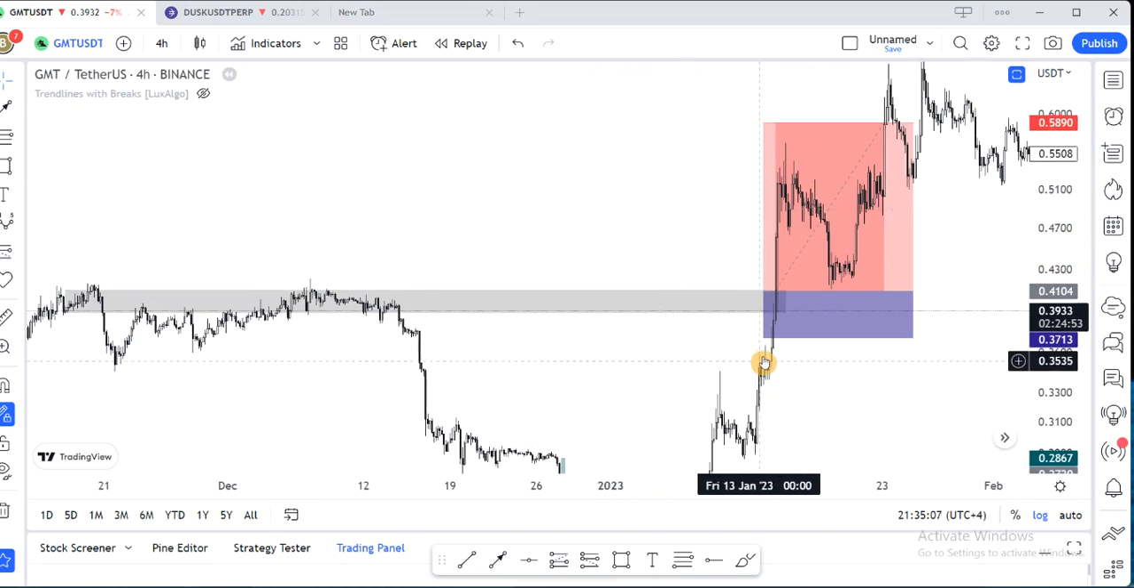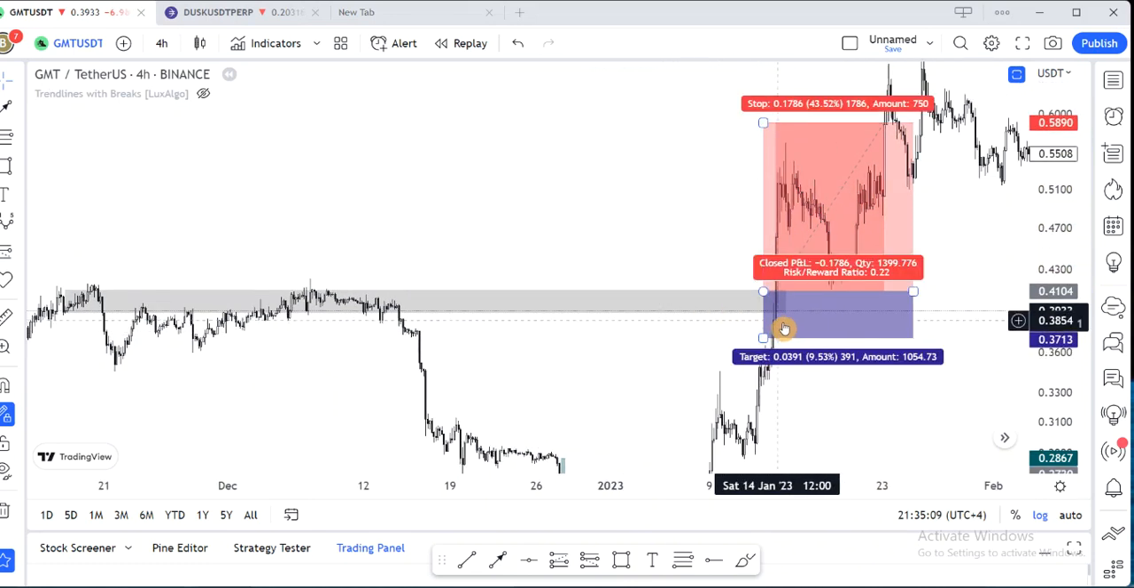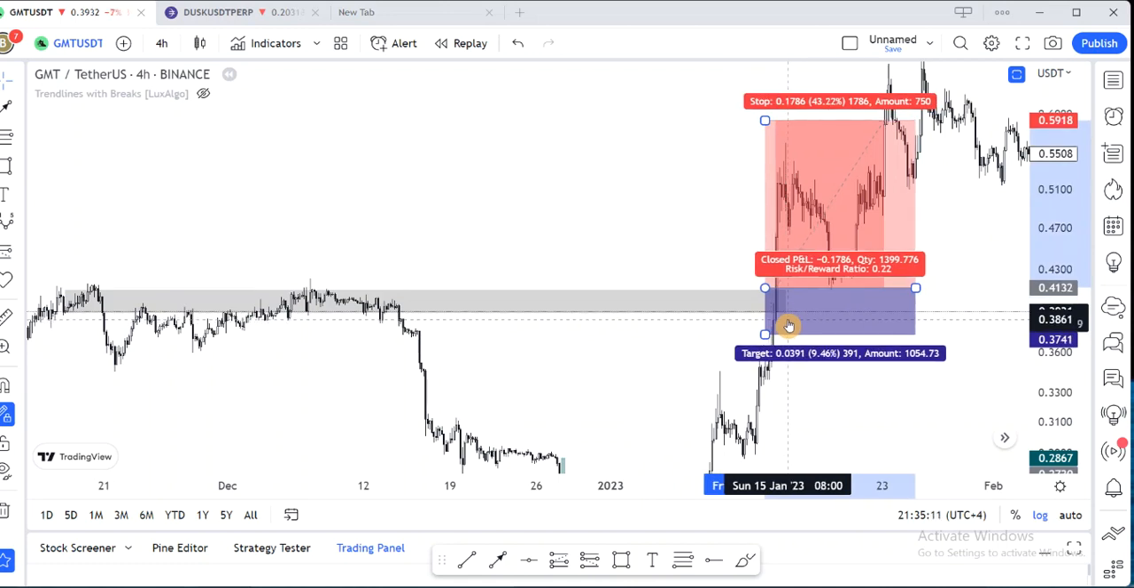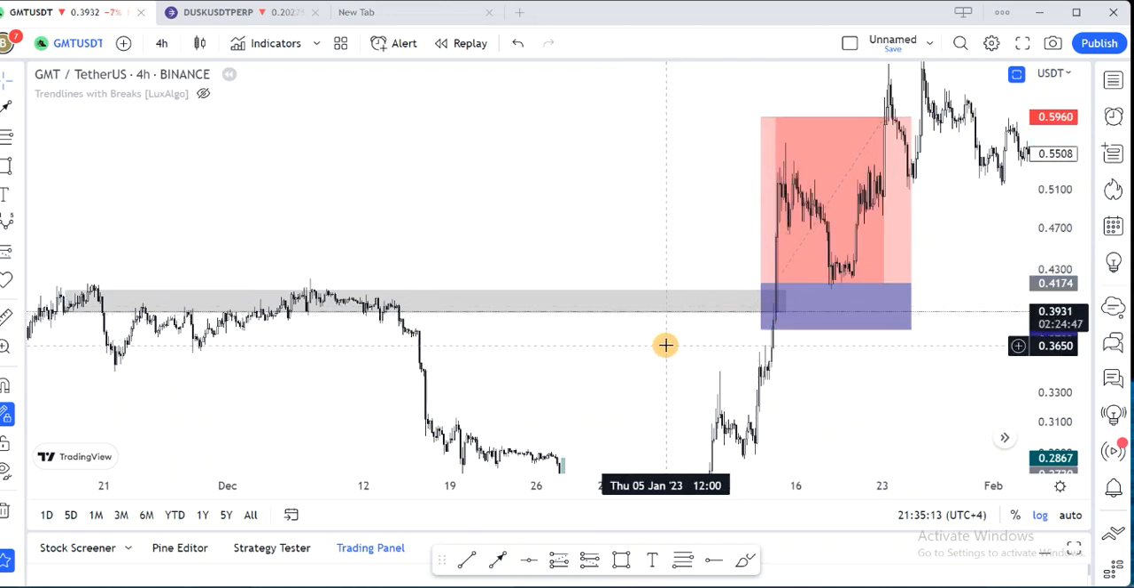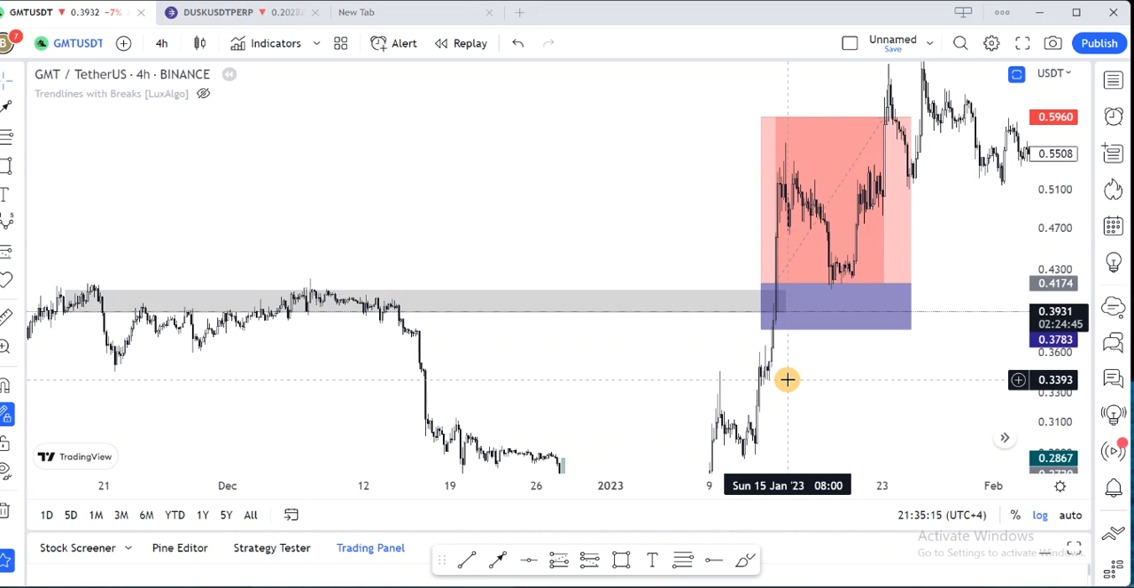So why will I place it at this level? I will place it above here. I don't place it above, so that I will enter the trade when I see a good confirmation that this coin has broken out already, because I don't want to trade it when it's about breaking out. I want to trade it when it has broken out already.